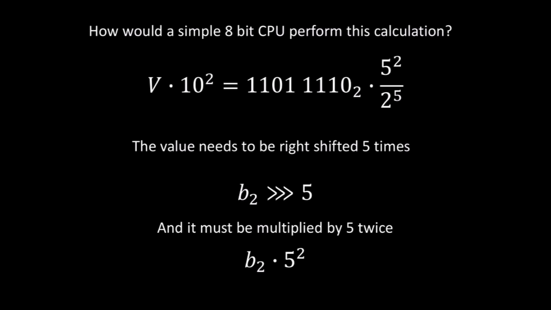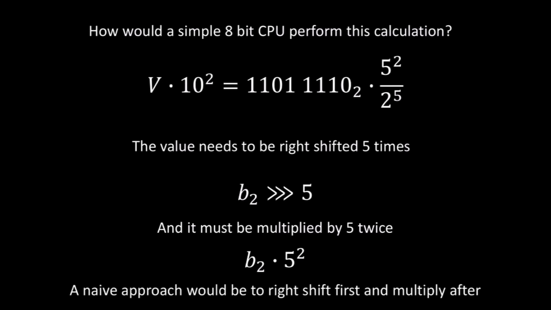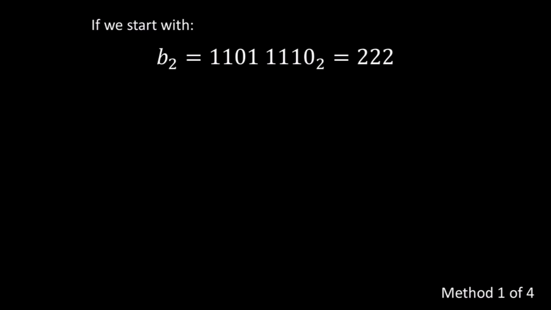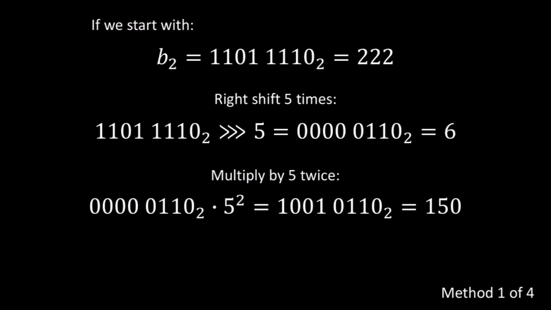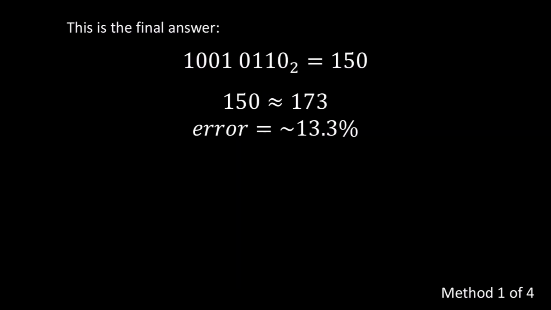So a naive approach would be to right shift first and then multiply after. So if we start with our fixed point value, which is 222, and we right shift it 5 times, we get the number 6. Then if we take 6 and multiply it by 5 twice, then we get 150. So this means our final answer is 150.